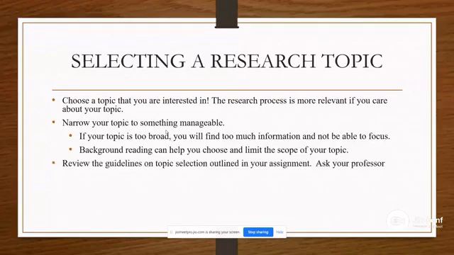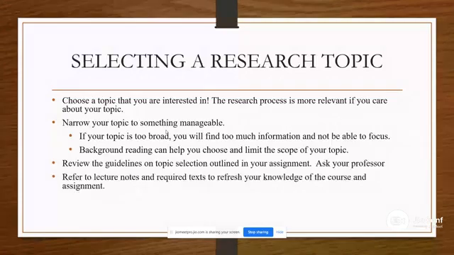So narrow your topic to something, review the guidelines on the topic, refer to the lecture notes, or refresh your knowledge. Because whatever you have read till MBA or till your masters, now it is time that you will be moving to another upper level. PhD is considered to be the highest degree in academics. Obviously, after this we go for the postdoctoral, but postdoctoral is a kind of research experience. So PhD is a degree which you get. So you need to upgrade your knowledge accordingly.